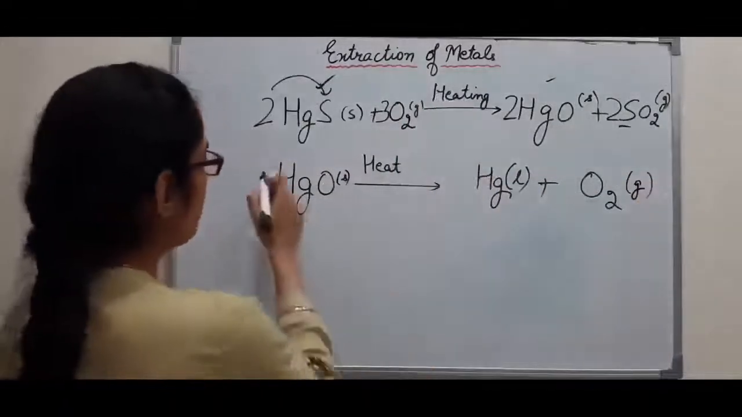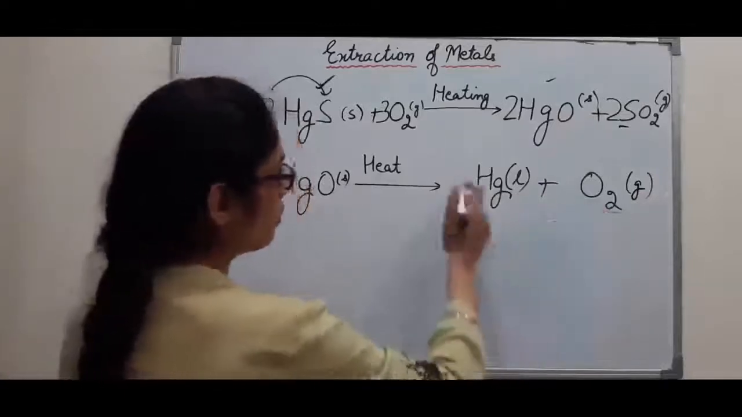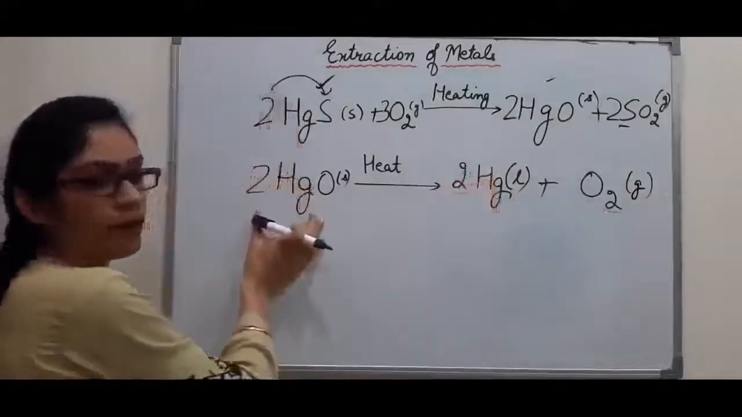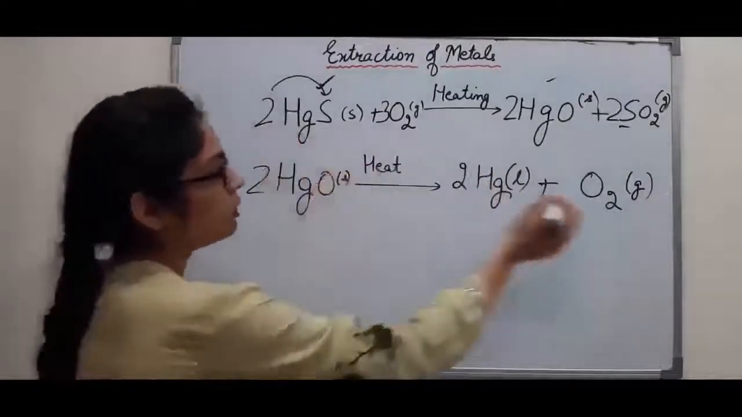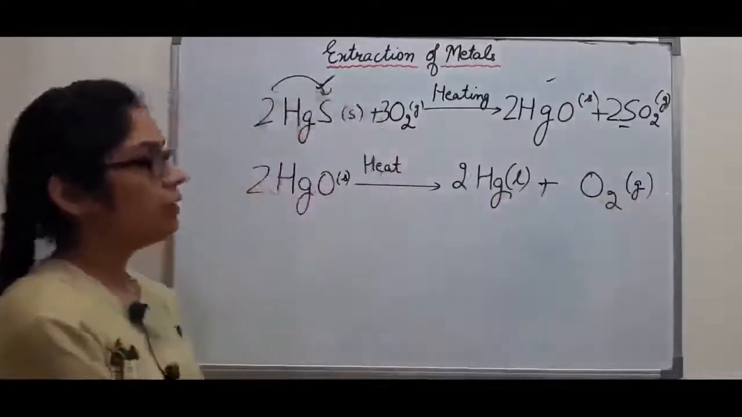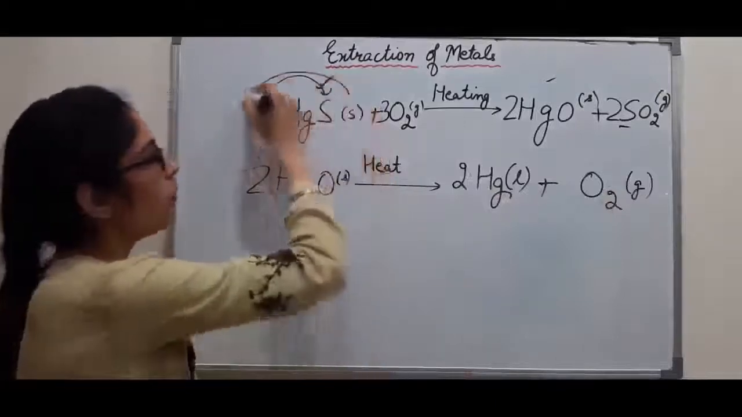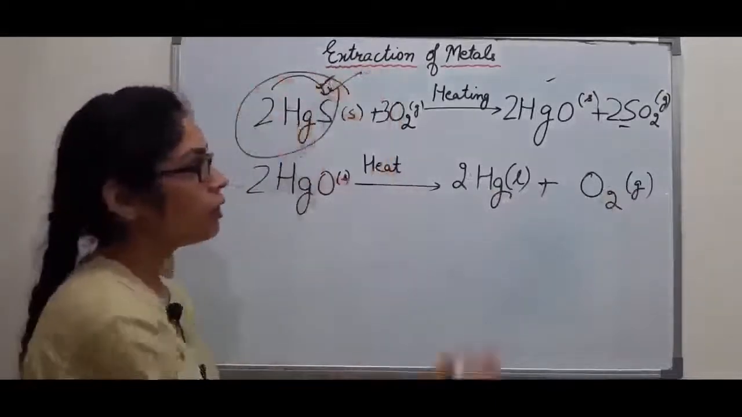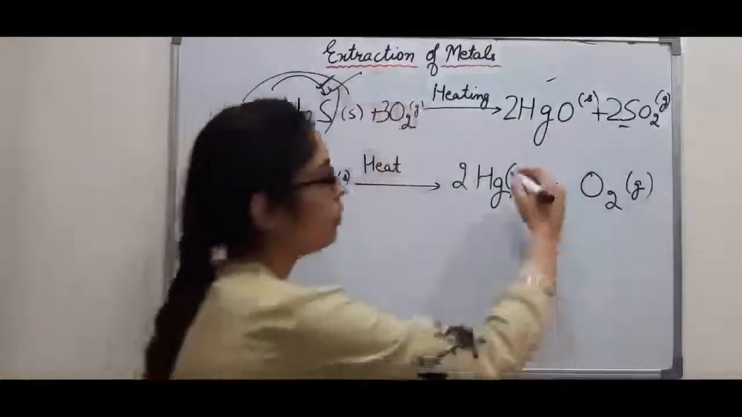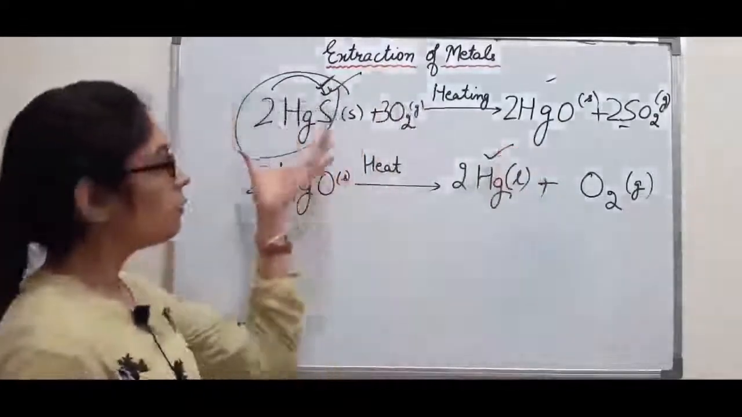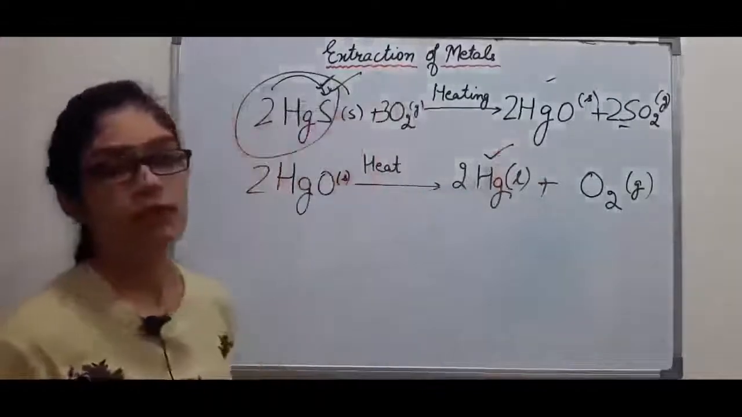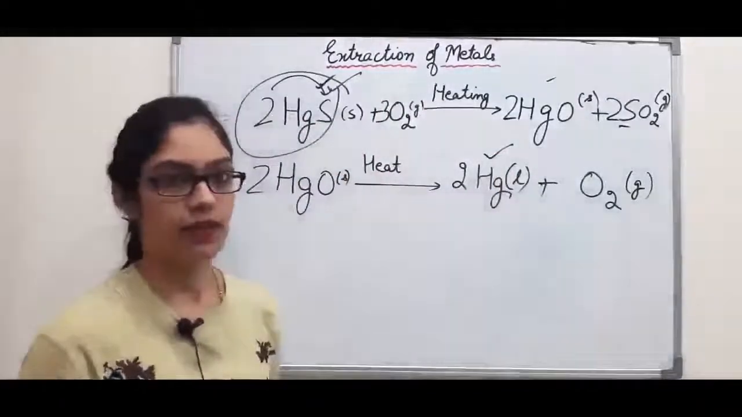Again we can balance the equation. So 2. Now you can see 2 atoms of mercury this side, 2 atoms of mercury this side, 2 atoms of oxygen and 2 atoms of oxygen. We can see that from the sulfide of mercury, just on heating, we got the metal. So we have extracted mercury from mercuric sulfide. Now let's do the next reaction.